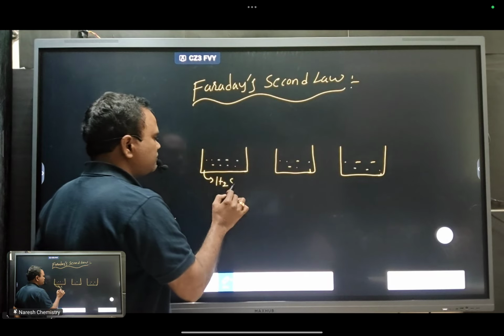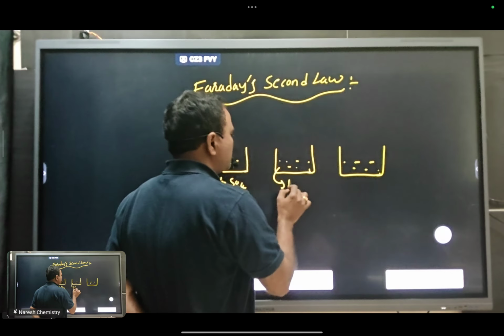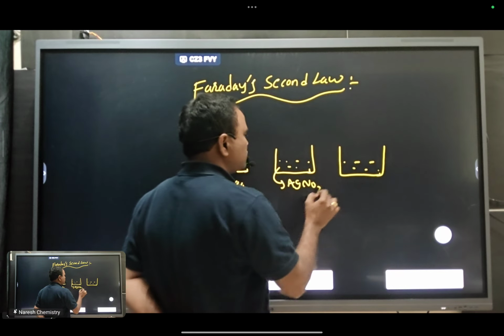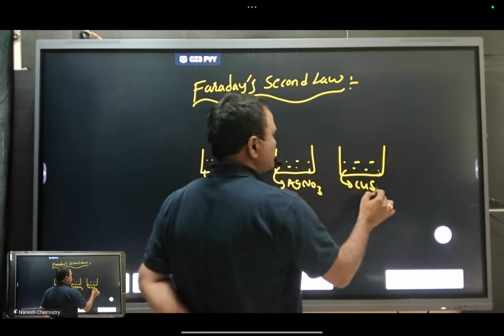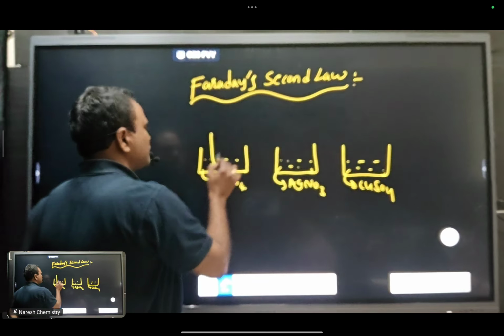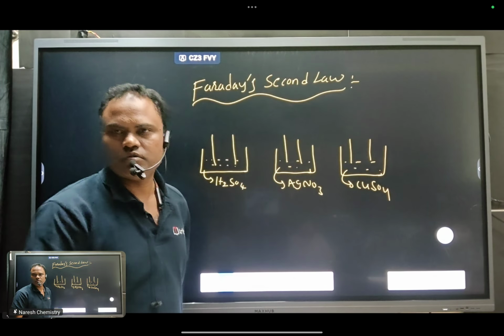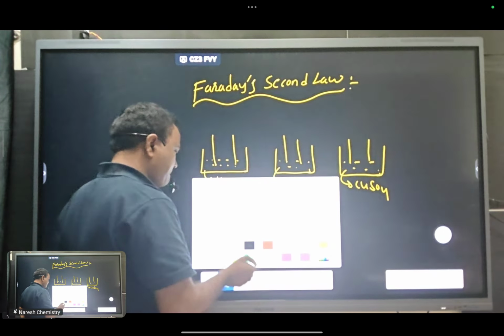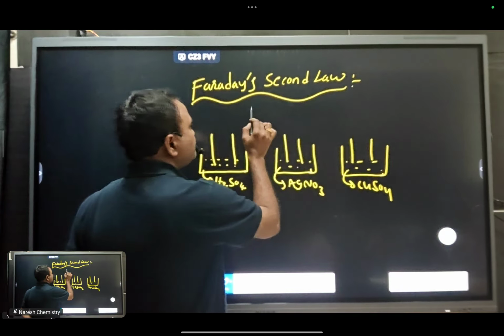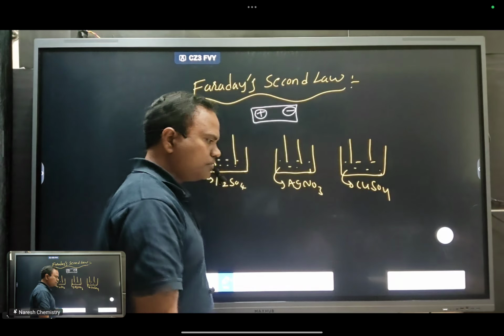Take sulfuric acid in one cell, AgNO3 and copper sulfate solutions. All are aqueous solutions only. These are electrodes. Battery.